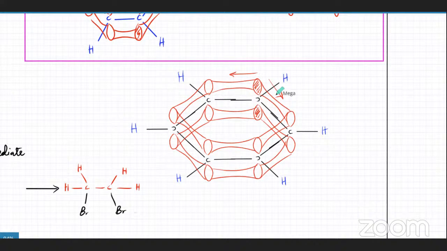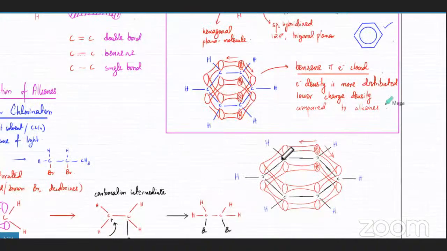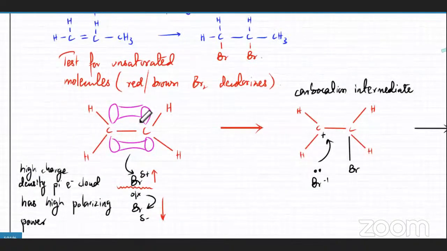Achha, so the main point about this benzene structure was that the electron density is more distributed and it has a lower charge density compared to alkenes. So this is not like a double bond in alkenes. The electron density is a lot lesser compared to an alkene. Alkene के अंदर क्या था? कि alkene के अंदर the electron density was very concentrated at a very specific point, क्योंकि there was only one double bond. Is that clear as well? Yes, sir.